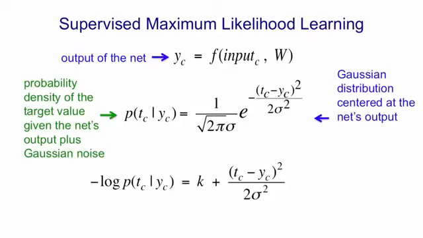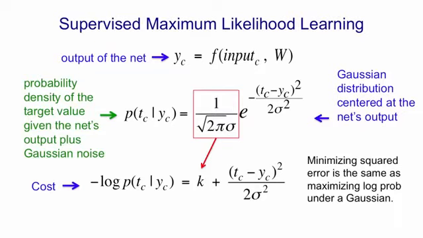If we now take logs and put in a minus sign, we see that the negative log probability density of the target value tc, given that the network outputs yc, is a constant that comes from the normalizing term of the Gaussian, plus the log of that exponential, with a minus sign in, which is just tc minus yc squared divided by twice the variance of the Gaussian. And so what you see is that if our cost function is the negative log probability of getting the right answer, that turns into minimizing a squared distance.